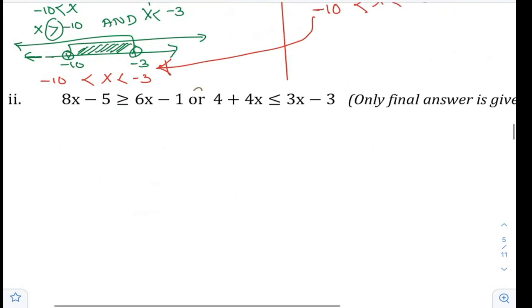Here we are combining the inequalities with "or", so we will solve each one individually.